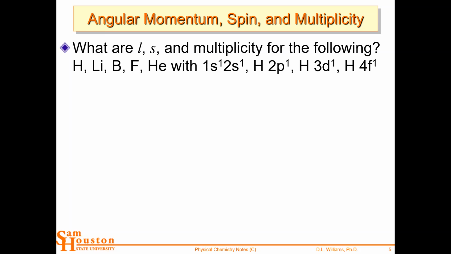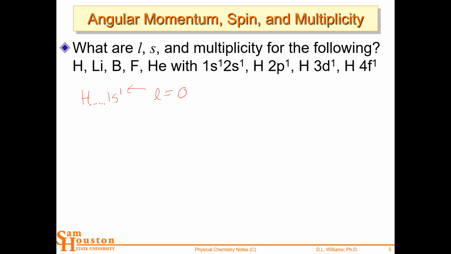So this is just a little bit of practice. Let's do a few of these. So what are L, S, and the multiplicity for the following atoms? So for hydrogen, we just have a 1s1. And so that last electron has L equals what? 0, exactly. So L is equal to 0.